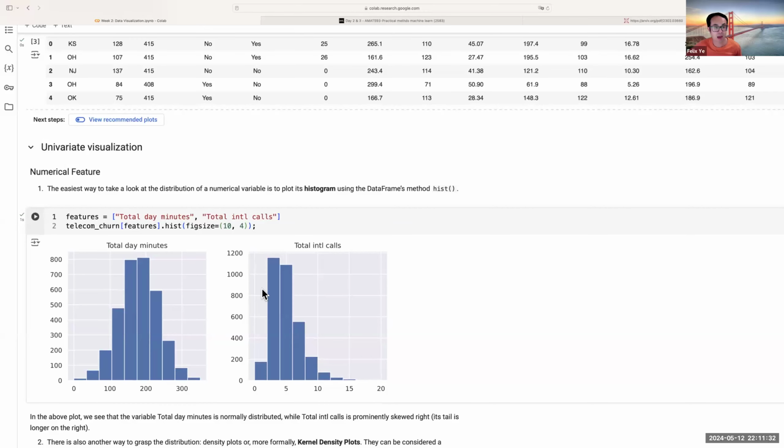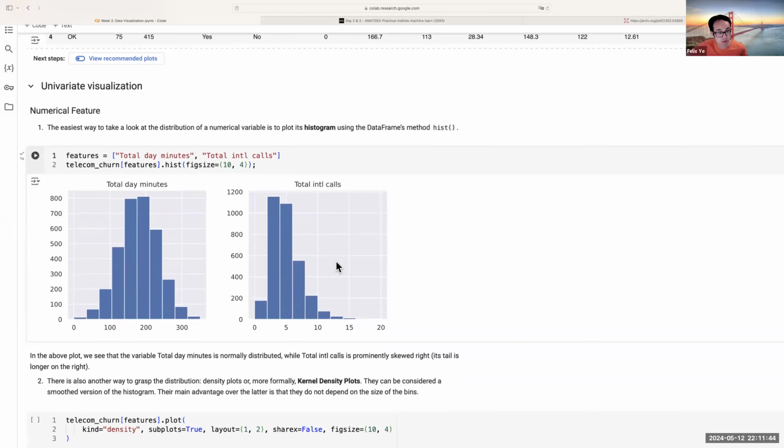You can just do some simple histograms. You can see that total day minutes looks like a Gaussian. However, total international calls doesn't look like a Gaussian. It is more skewed, skewed to the right, and its tail is longer as well.